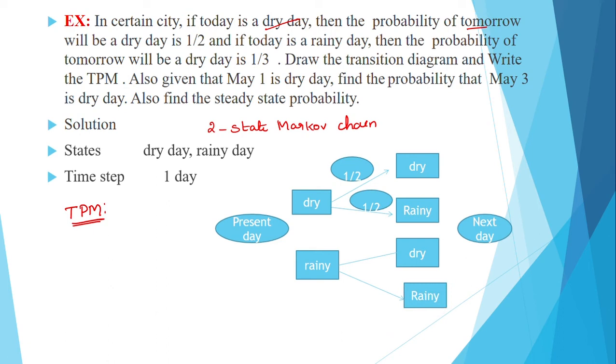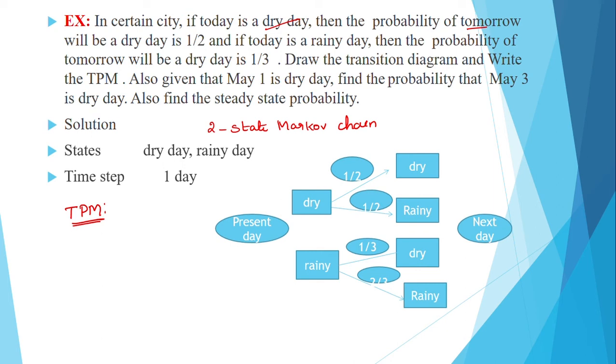And it is given here: if today is a rainy day, then the probability that tomorrow will be a dry day is 1 by 3. So rainy to dry is 1 by 3. Next, rainy to rainy is 2 by 3, since it is the complement of the previous rainy to dry probability, so it is 1 minus 1 by 3, that is nothing but 2 by 3. These are the possible transition probabilities of the process.